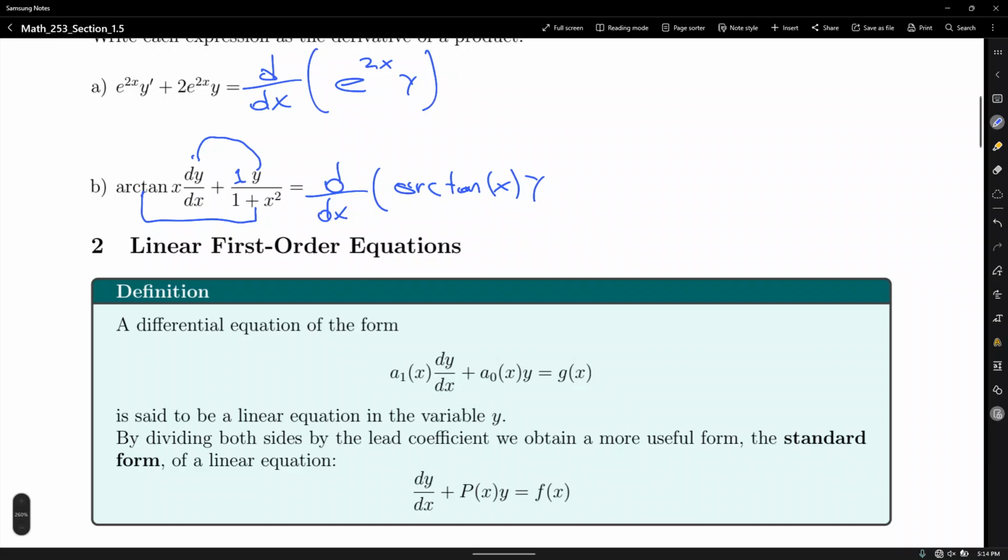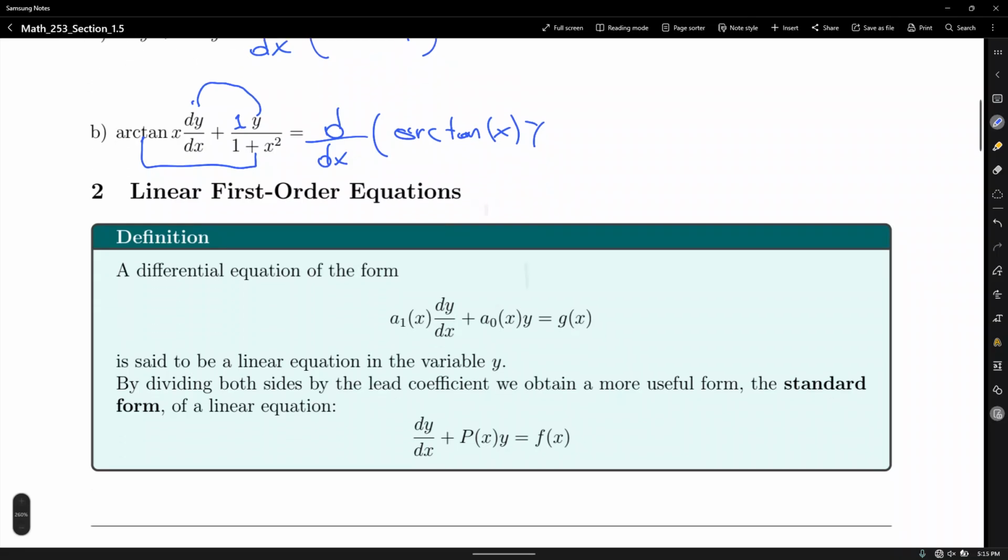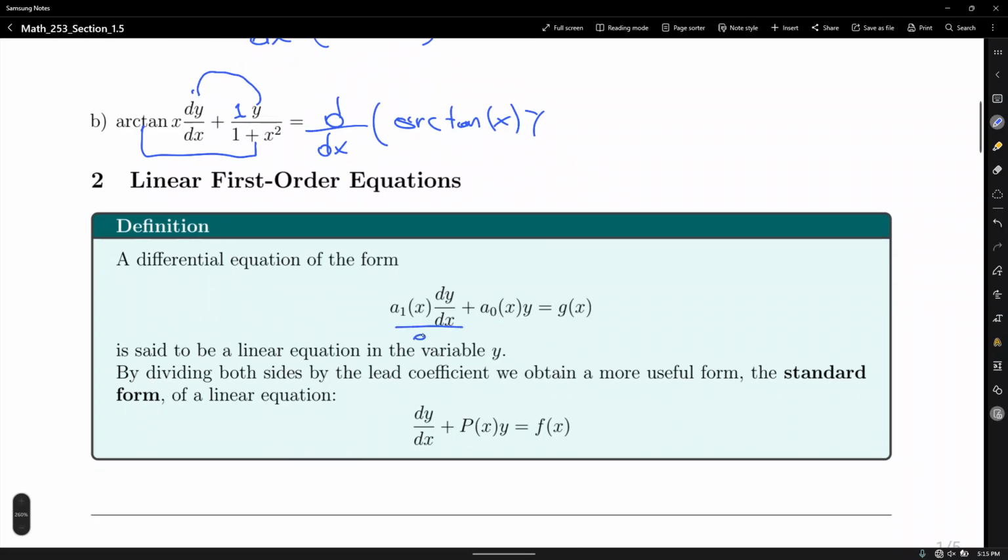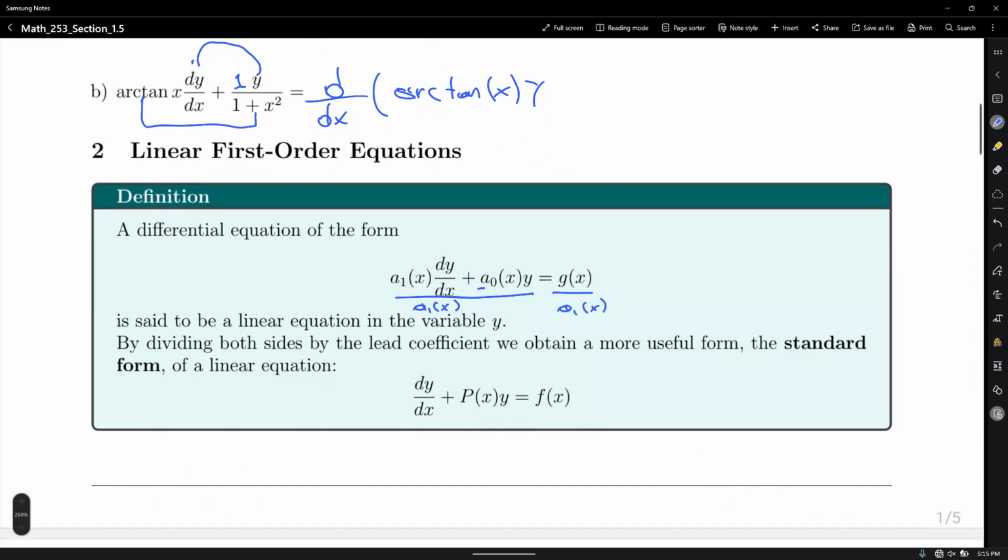That's fine. Whenever we're given an equation like this, the first step is to divide both sides by a sub 1 of x, to leave it in the form dy/dx so that its coefficient equals 1. Of course, we get a quotient function, a naught over a1, which is just another function. Let's call it big P of x. And the quantity on the right-hand side, g of x over a sub 1 of x, is just some other function that we'll call f of x.